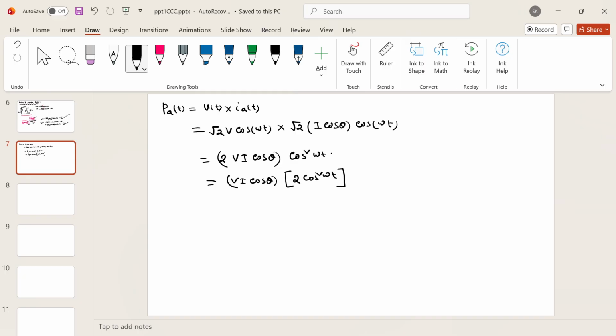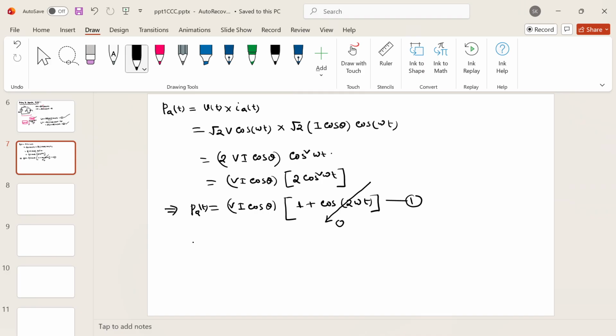If you resolve this particular quantity, you will get Vi cos theta (1 plus cos 2 omega t). Okay, and if you see the average value here, let's say this is your P_A of t. If you take the average of this equation, you will get the average value. This is the alternating quantity, so it has average value 0. I'm just considering the average value, so this is my 0.